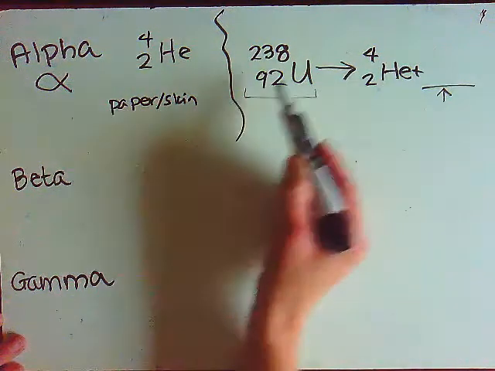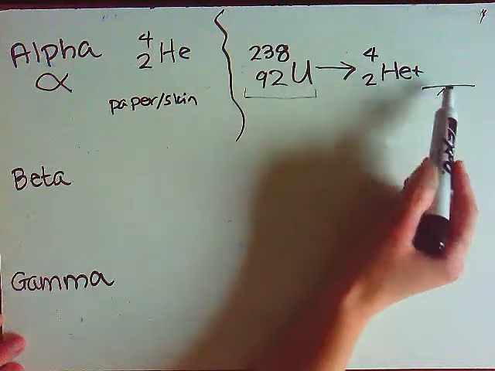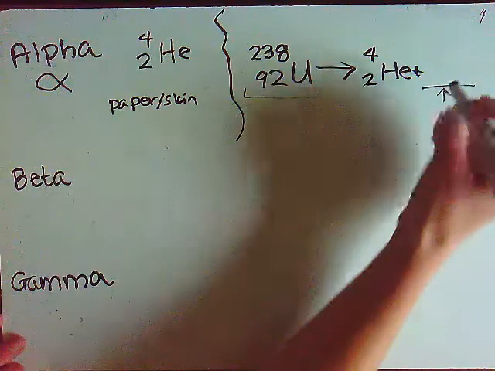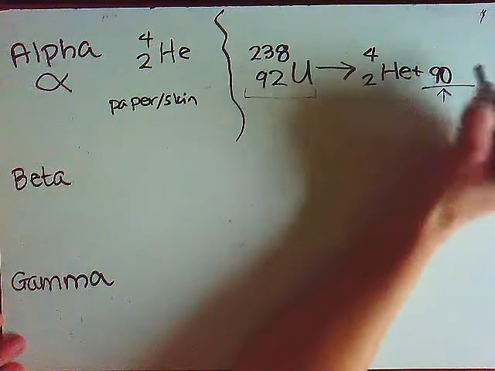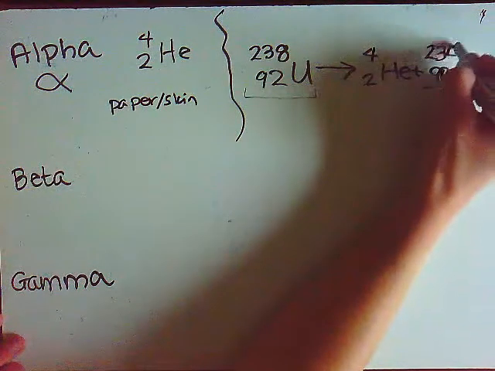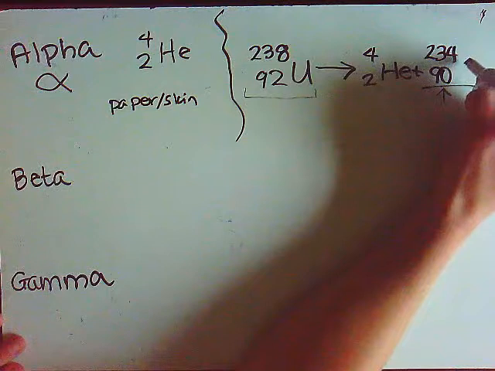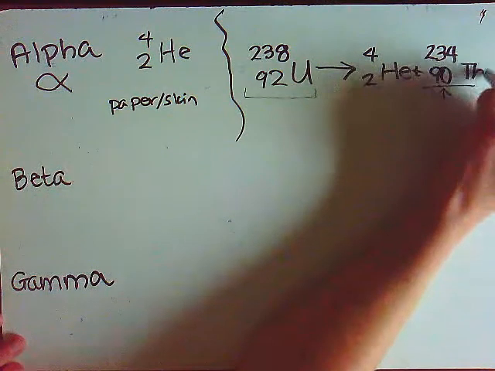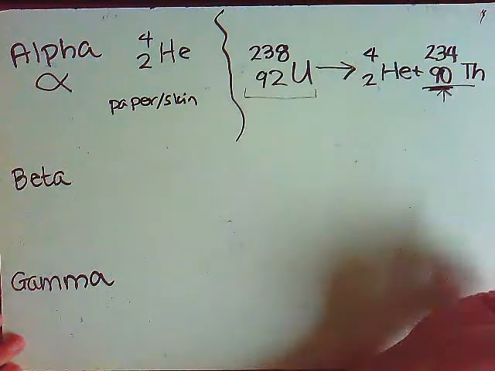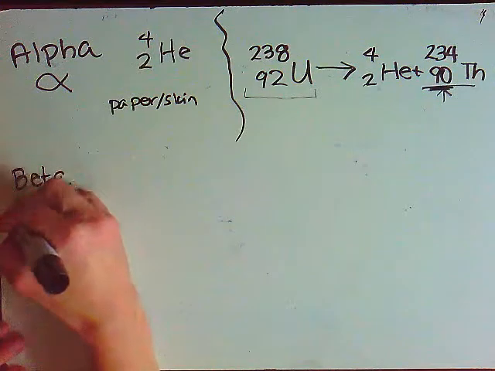If an alpha particle is given off, what else? Well, that's where we have to go back to. It started with 92 protons. It has to end with 92 protons. What number plus 2 gives you 92? That would be a 90. What number plus 4 gives you 238? That would be 234. And I do not have a periodic table in front of me, but I really think that that would be thorium. And I would know that because I would have to look up and see who has an atomic number of 90.